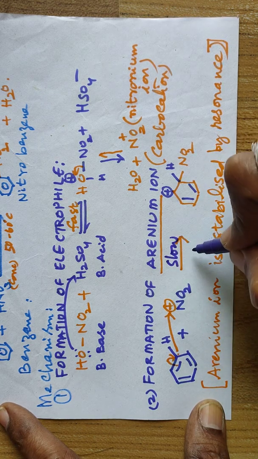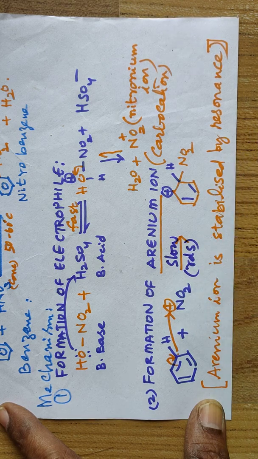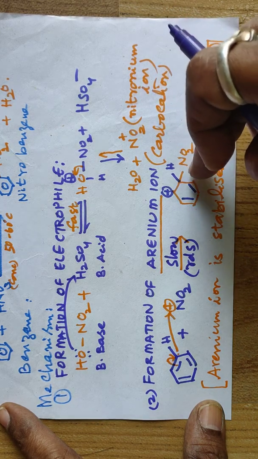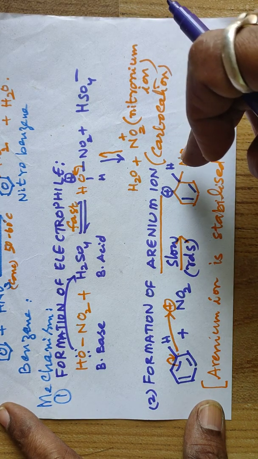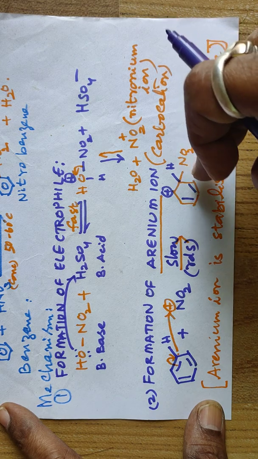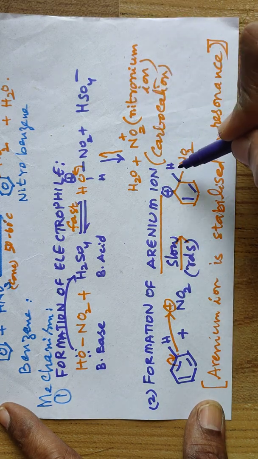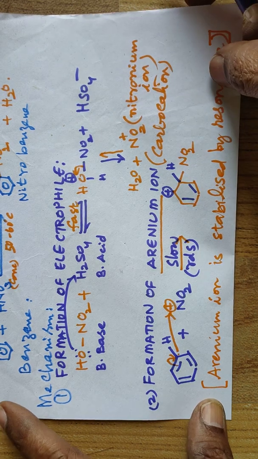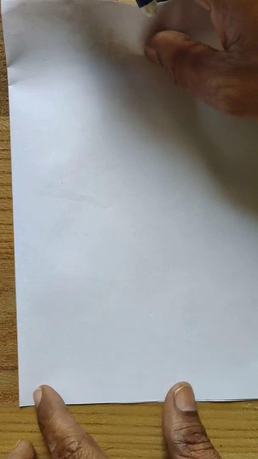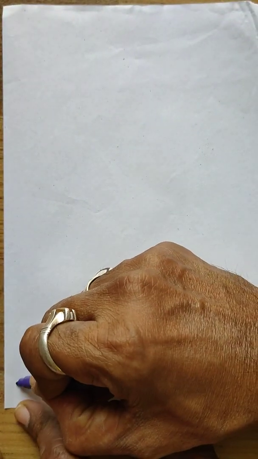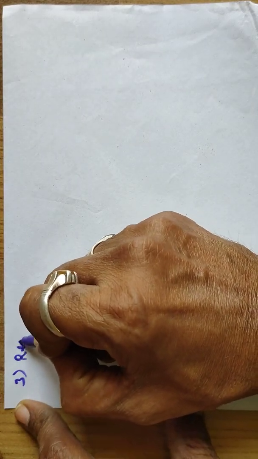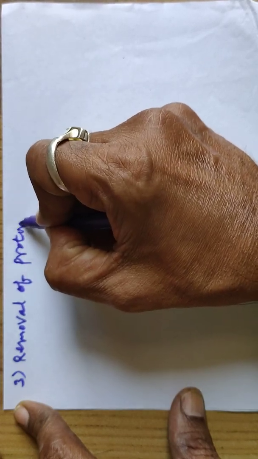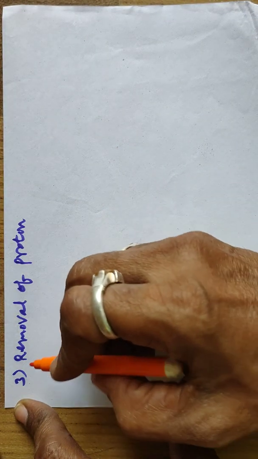The slow step in chemical kinetics is known as the rate determining step, which will be studied in the second year without fail. After the formation of this, the aromaticity of the ring is lost, and in order to retain aromaticity, this H is removed, and these sigma electrons are delocalized in the next step. That is loss of proton. So the third step is removal of proton or loss of proton.